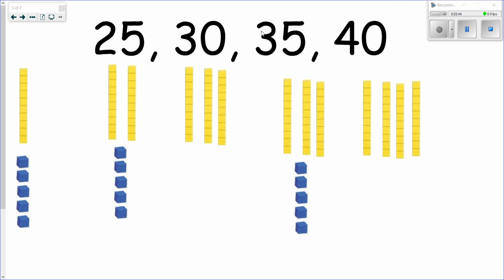25, 30, 35, 40. So as long as you can figure out the pattern, you'll be able to fill in the blanks for whatever they have on a paper for you. So if you see this on a test, that's what you'll do.